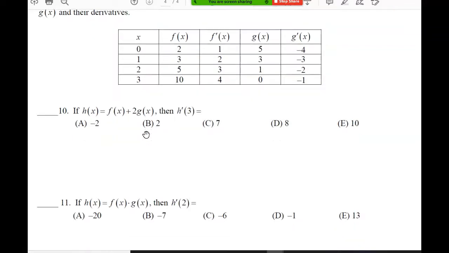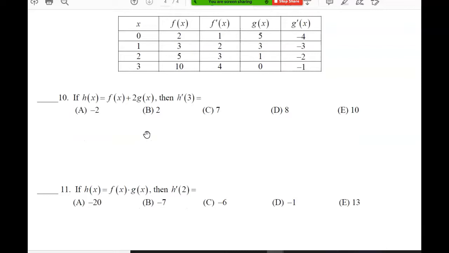In 11, it says if h of x equals f of x times g of x. So now 11 is testing your ability to do the product rule with two functions. So it's first times derivative of the second plus the second times derivative of the first. So it's really like saying h prime of 2 equals f of 2 times g prime of 2 plus g of 2 times f prime of 2.